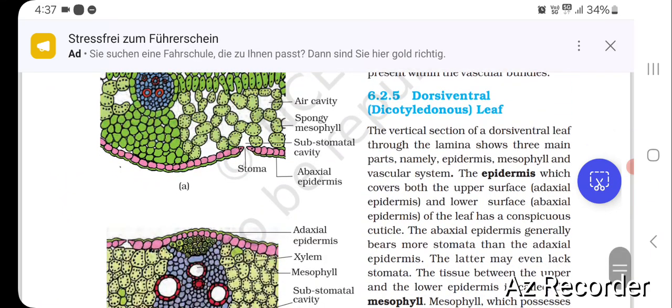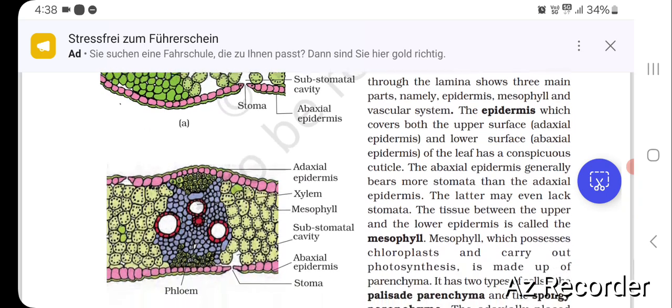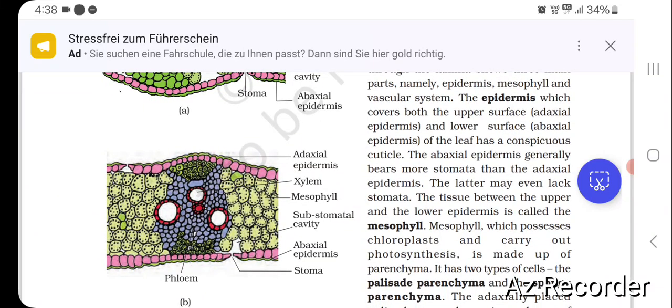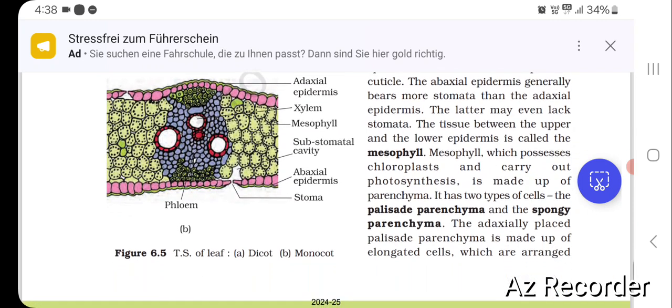Dorsiventral or dicotyledonous leaf. The vertical section of a dorsiventral leaf through the lamina shows three main parts, namely epidermis, mesophyll and vascular system. The epidermis, which covers both the upper surface, adaxial epidermis, and lower surface, abaxial epidermis, of the leaf, has a conspicuous cuticle. The abaxial epidermis generally bears more stomata than the adaxial epidermis. The latter may even lack stomata.